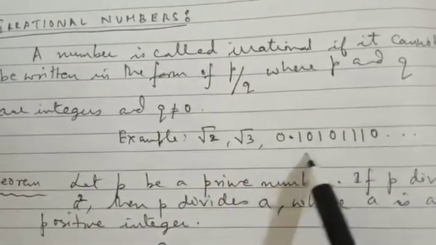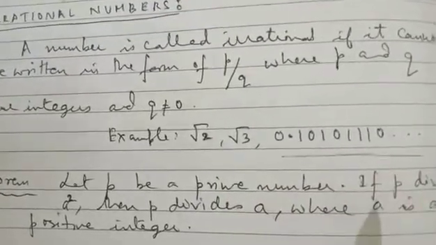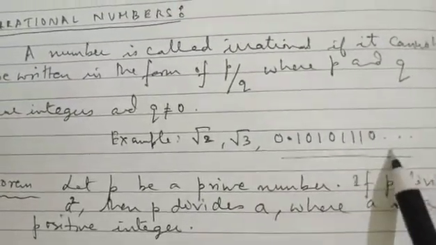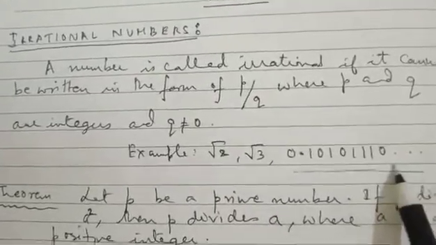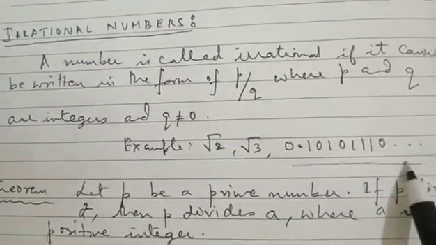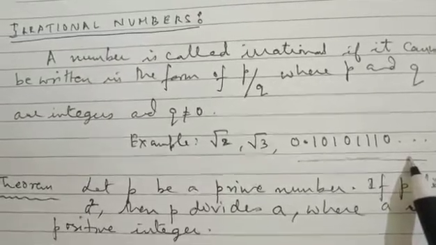It is a decimal number which is non-terminating and non-repeating. That means all the decimal numbers which are non-terminating, non-repeating come in the category of irrational numbers.